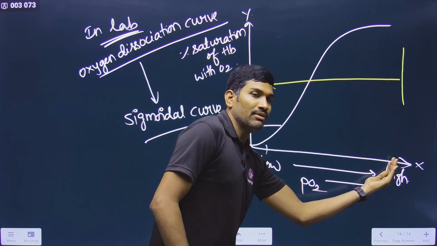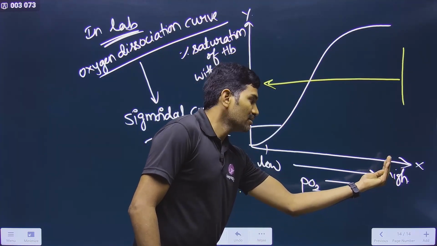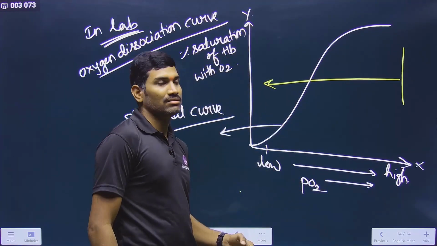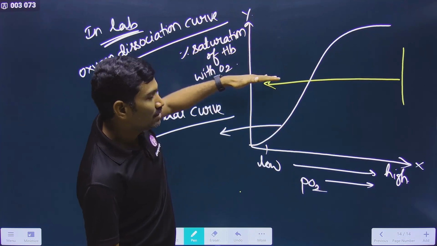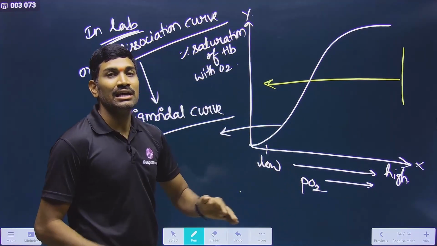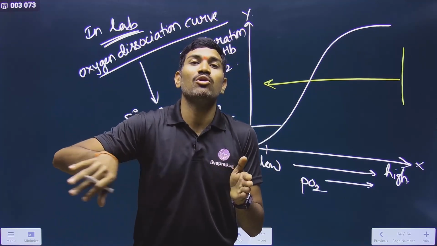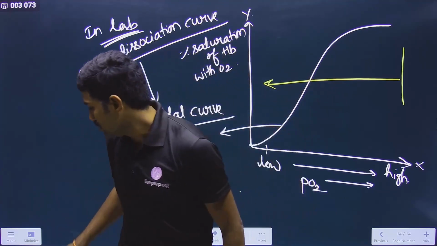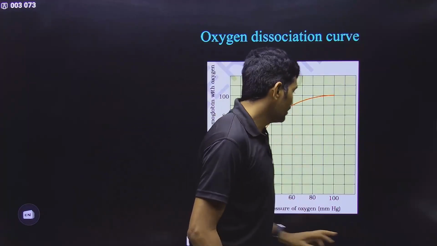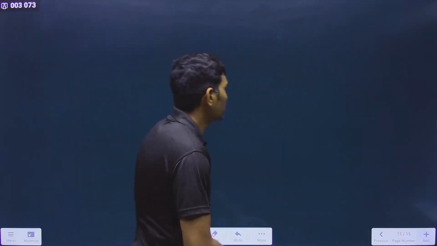Observe carefully. When the partial pressure of oxygen keeps on decreasing, what is happening to this value? Keep on decreasing. That means if partial pressure of oxygen is decreasing, oxygen is dissociated, separated from the hemoglobin, so that it is donating or releasing the oxygen. Yes or no? This is what they are saying. It is releasing the oxygen.